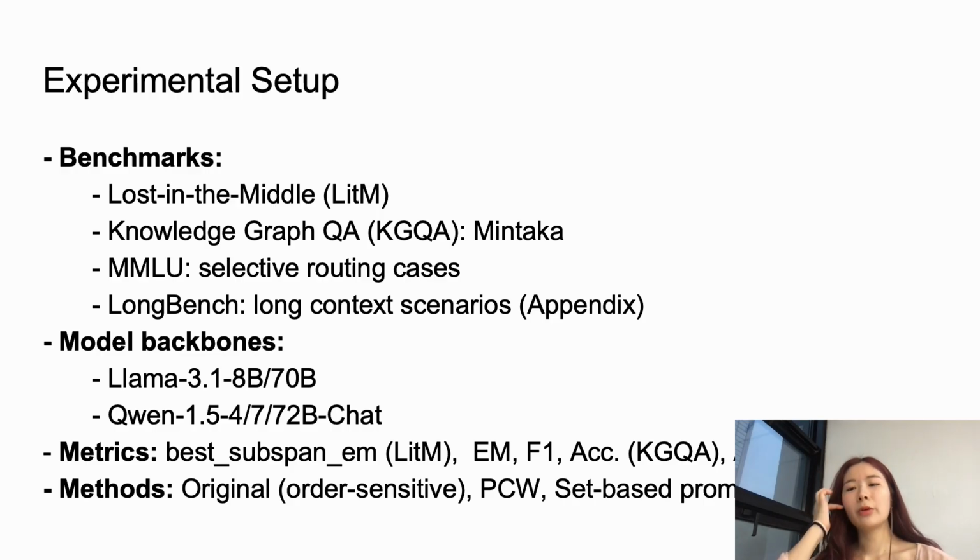We experiment with 4 benchmarks, 2 different backbones with various model sizes, and report results on various baselines, including the original order-sensitive variant, PCW, set-based prompting, Pine, and RoToR.